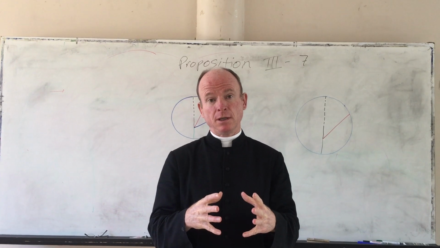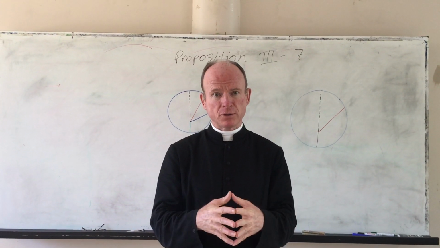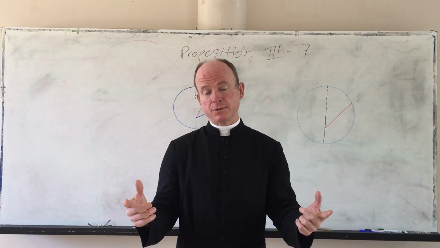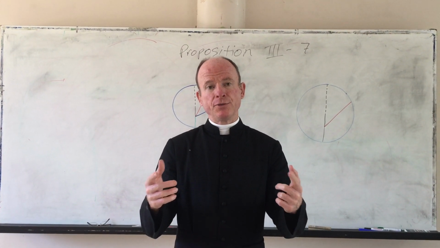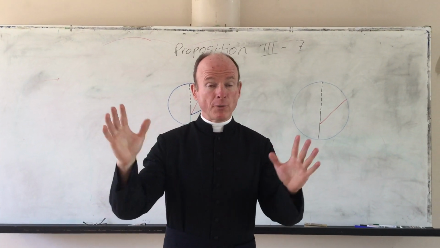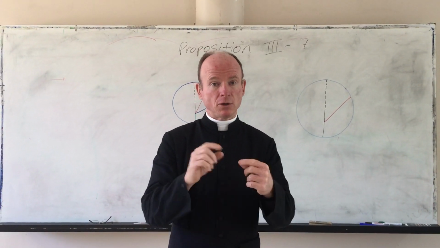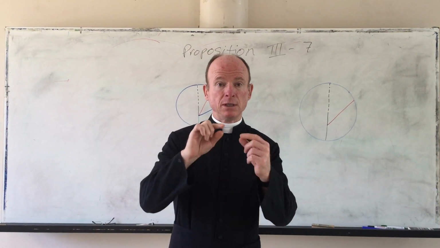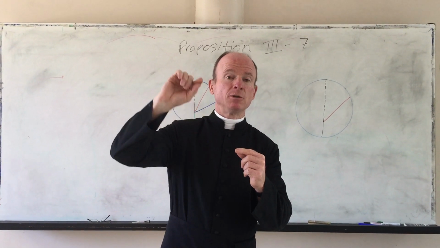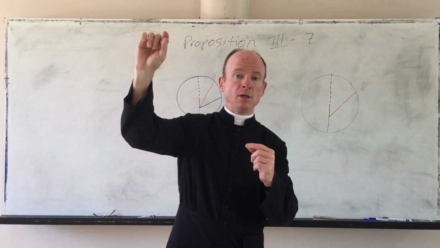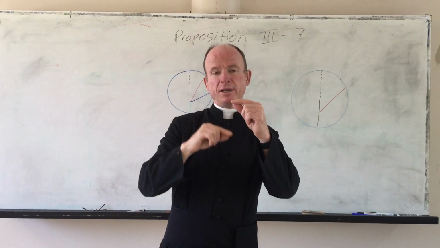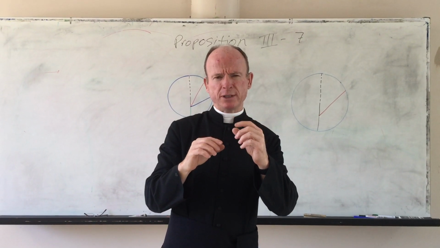Proposition 7 of Book 3. If in a circle a point be taken which is not the center of the circle, and from that point lines fall upon the circle, then of all the lines falling upon the circumference, the greatest will be that line which also passes through the center of the circle on its way to the circumference, and the least line will be the remainder of that very line. I'll show you in a second.